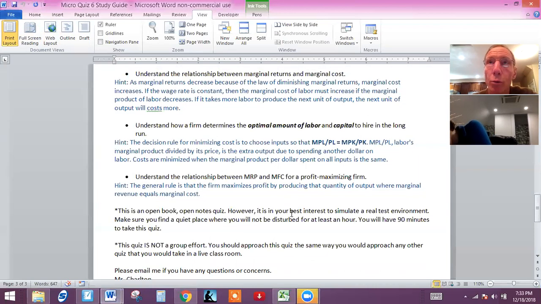And when we minimize a cost, we're also maximizing a profit, because profit is revenue minus cost. So when cost drops, our profit goes up. So when we get cost as low as it can possibly be, assuming that revenue is the same, then our profit is going to be as high as it can possibly be.